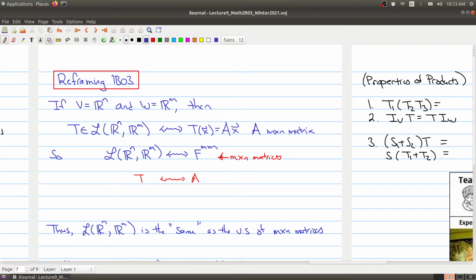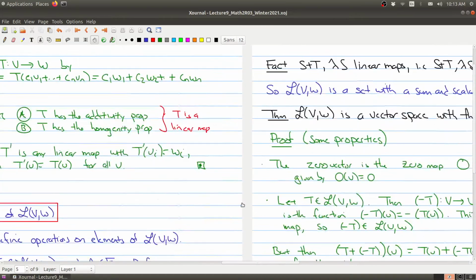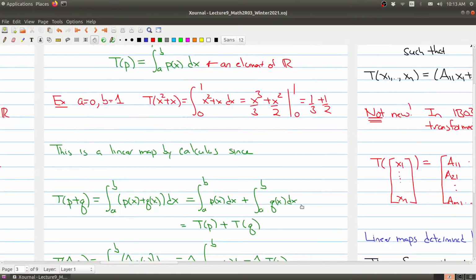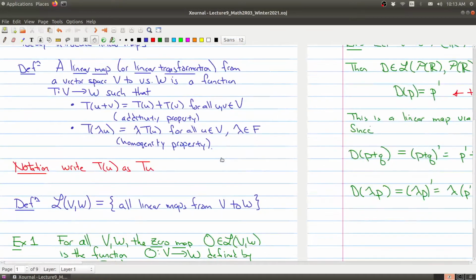So one way to think about what we were doing in Math1B03 is we were looking at the set of m by n matrices. But under what we've been talking about today, what you're really looking at is the vector space of all linear transformations from Rn to Rm. And so in today's lecture, we're introducing this new set of all linear maps from V to W.